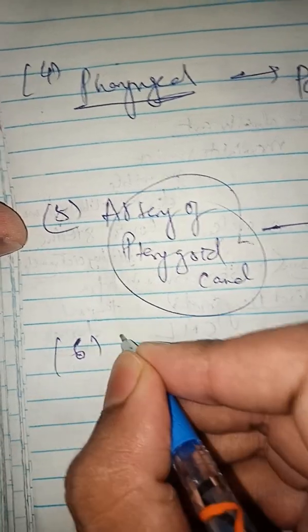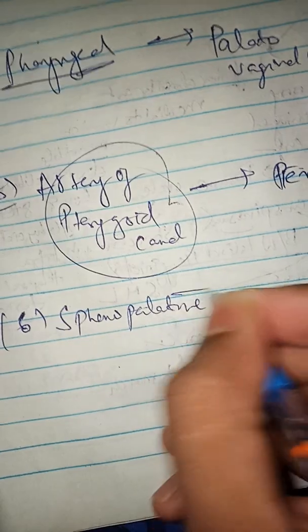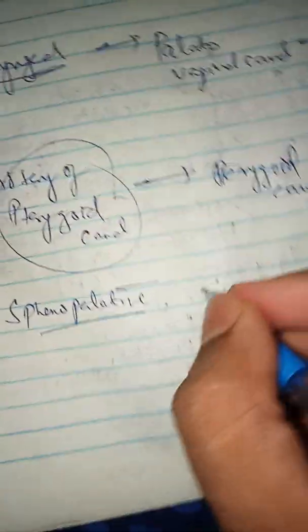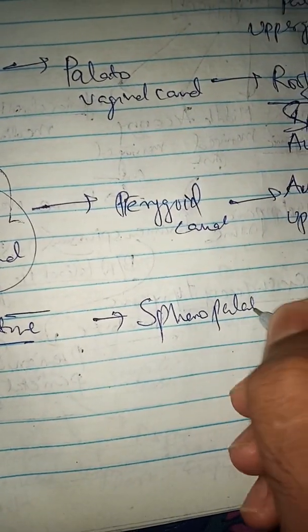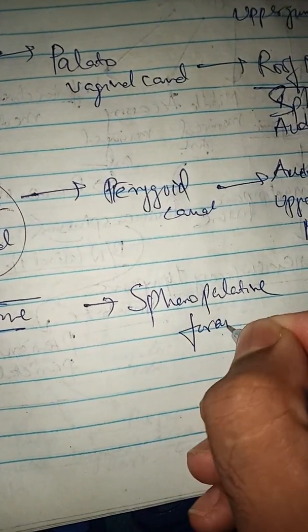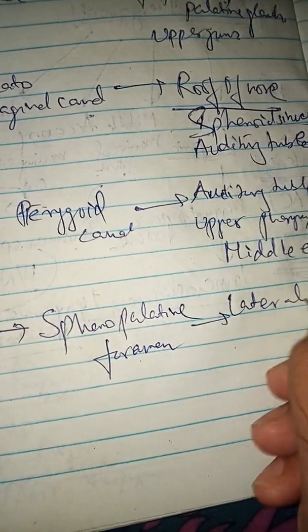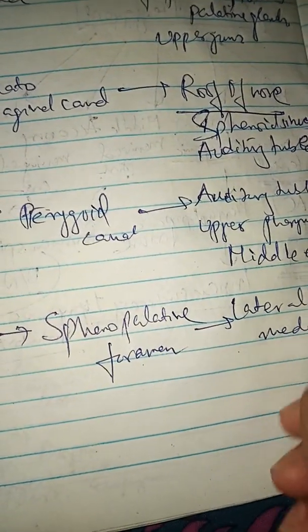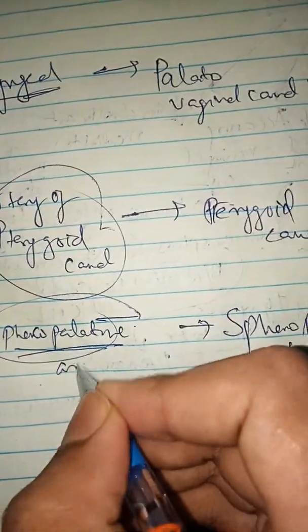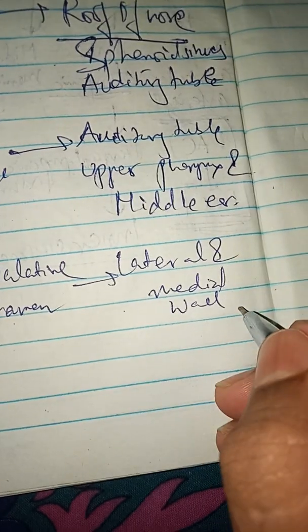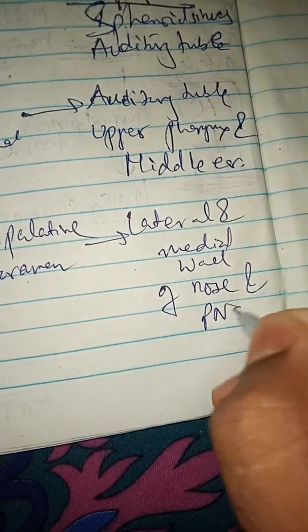And lastly, the sphenopalatine artery. It will enter the sphenopalatine foramen and gives supply to the lateral and medial wall of the nose. This is the artery of epistaxis, the sphenopalatine artery, that is the artery of epistaxis. So it supplies the lateral and medial wall of the nose and the paranasal sinuses.